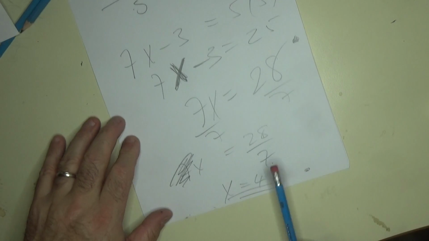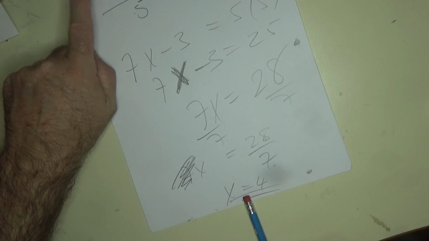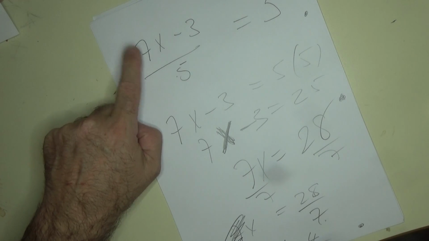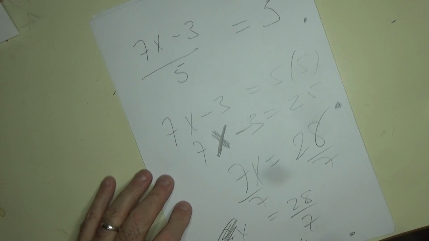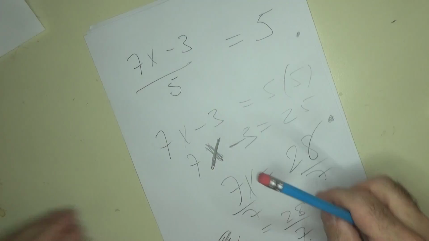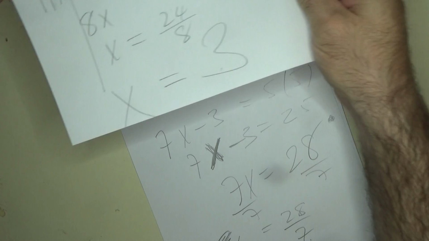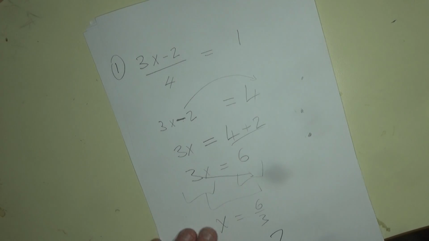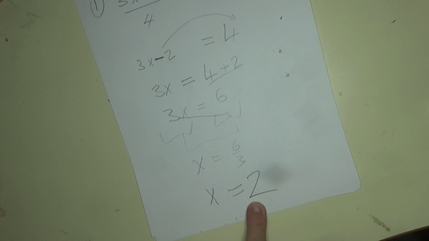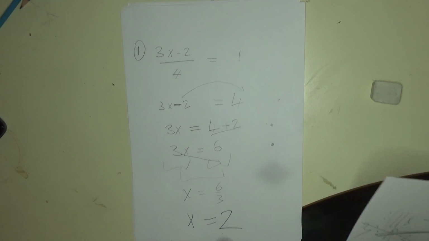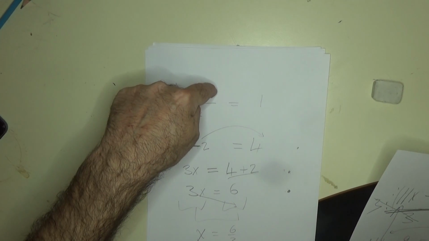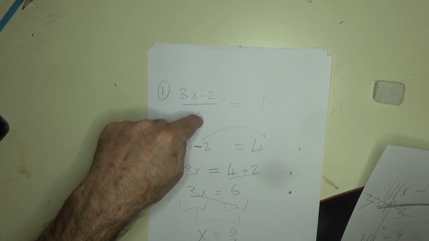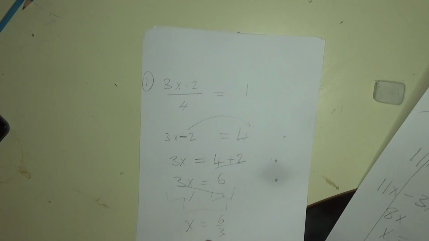Okay, check, does 4 work? 7 4s, 28, 28 take 3, 25, 25 over 5, yay, it's equal to 5, and that's the way they'll always go. So the answers were 2 for the first question, and I never checked it, so let's check it. 2 going in up here, 3 2s is 6, 6 take away 2 is 4, 4 over 4 is 1. Yes, it works.